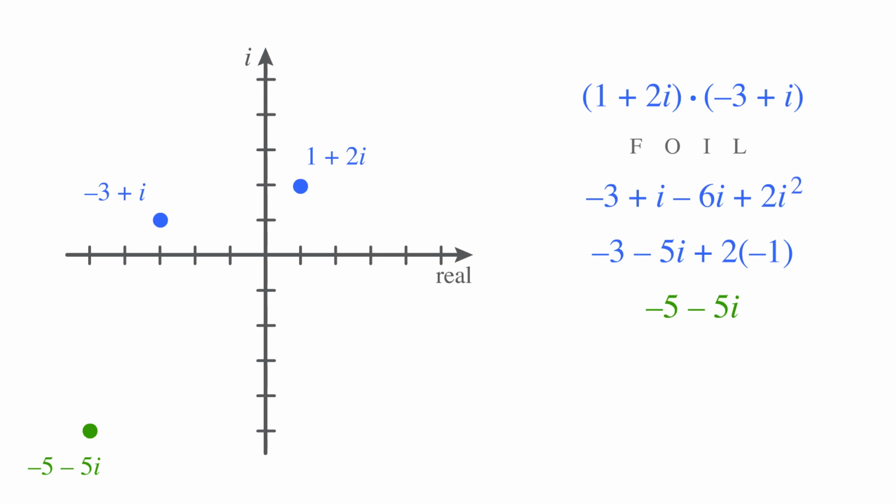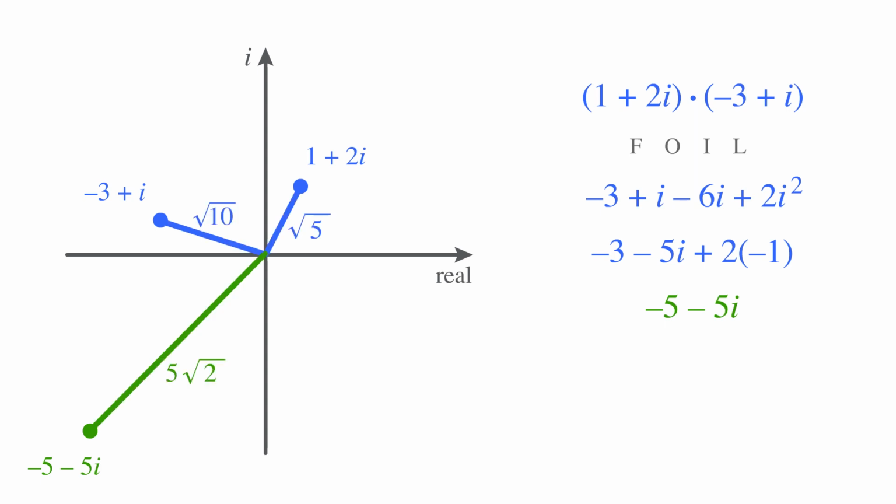Again, this may all look pretty random. Is there any visual relationship going on between these numbers? There is if we think in terms of radius and angle for each one. Here are the radius lengths for each point. Notice that root 5 times root 10 is root 50, or 5 root 2. The radius of negative 5 minus 5i is actually the multiplication of the radii of the other two.